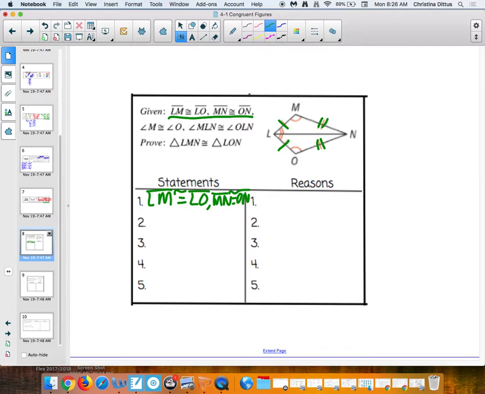Literally exactly how you see it up there. And the reason I can write that down is because it's given. That's the only reason I know that that's true. So every first statement should start with given as a reason.